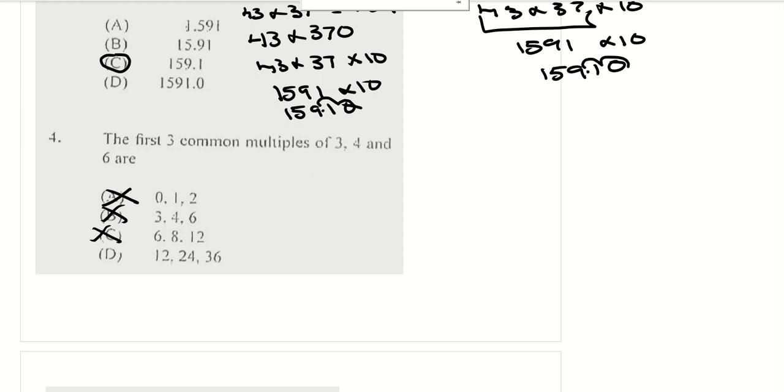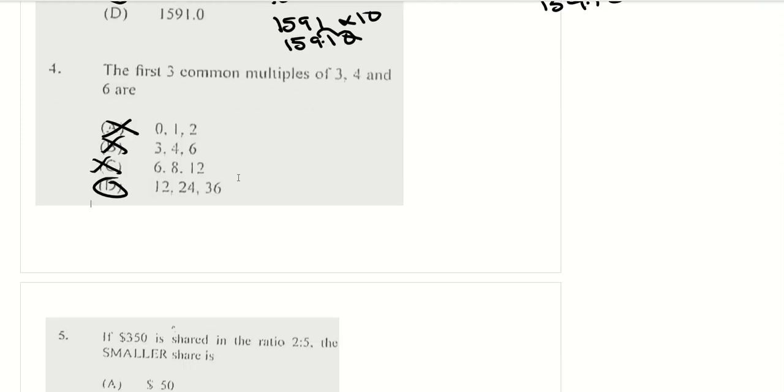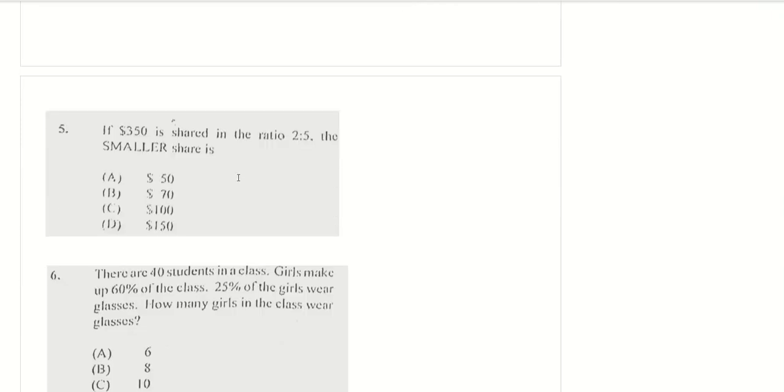4 could go into 12? Yes. 4 into 24? Yes. 4 into 36? Yes. 6 into 12? Yes. 6 into 24? Yes. 6 into 36? Yes. So the answer would be D. Although you already eliminated A, B, and C, so you didn't have to really do that last part. That is how we would do number 4.